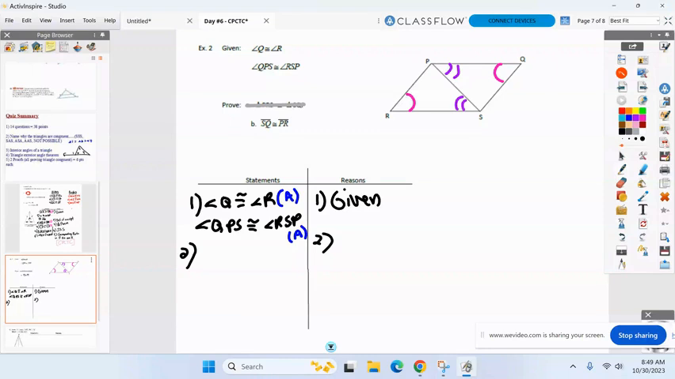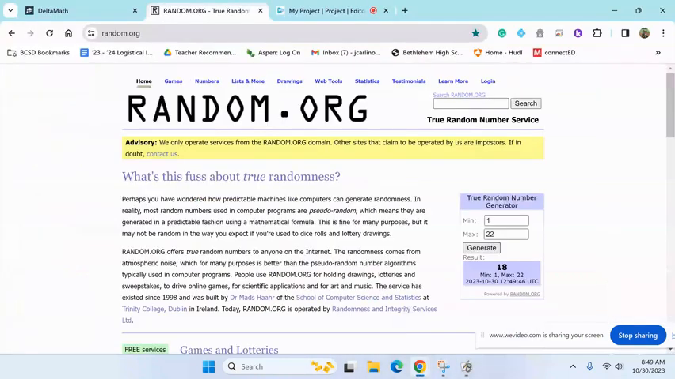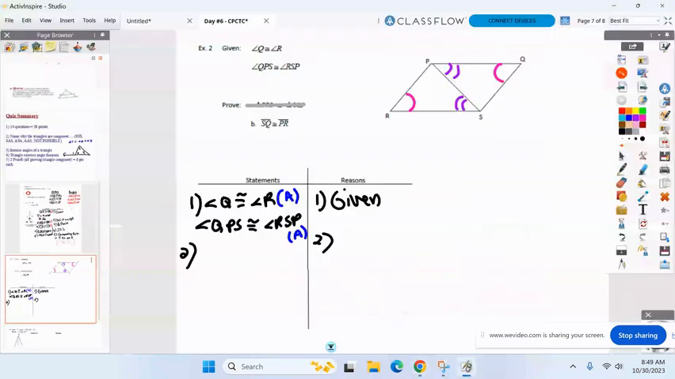Ready? Where's that side going to come from? Going back, Lily, you see a side I can use? PS is congruent to the reflexive side. They share PS, so I can count that. Good work. PS congruent to itself. Gives me a side, reflexive.